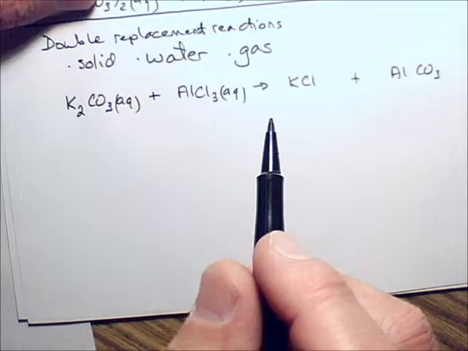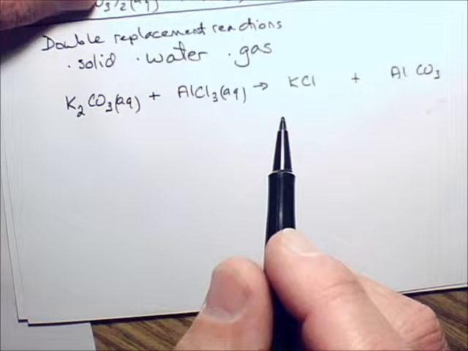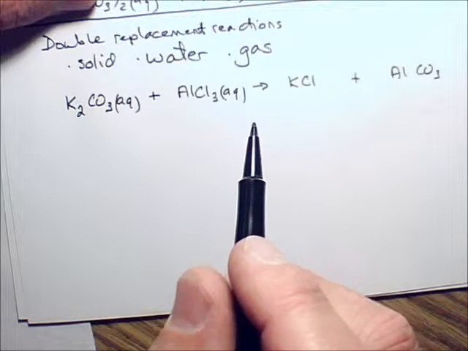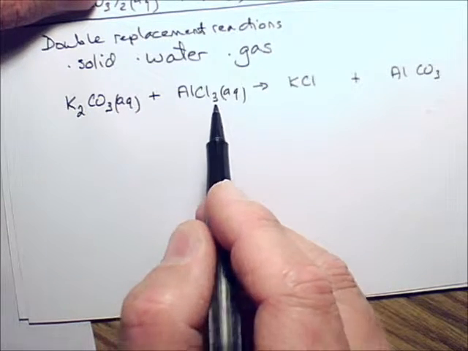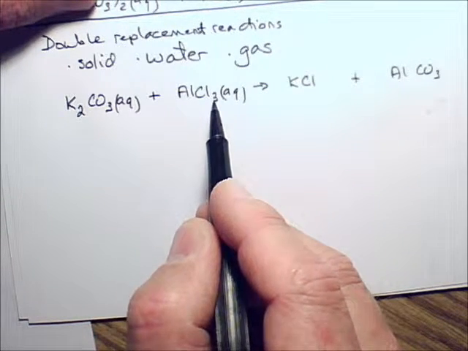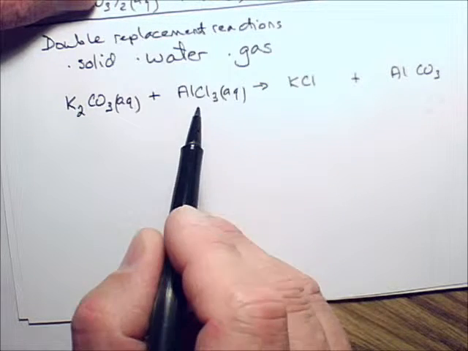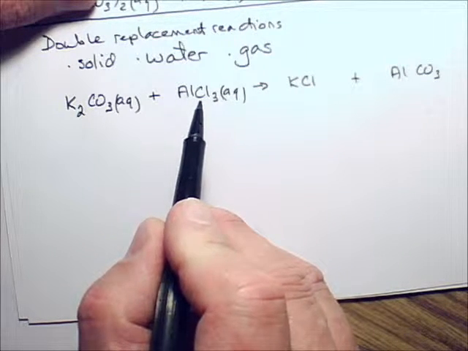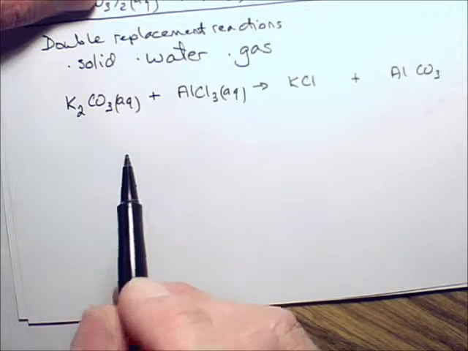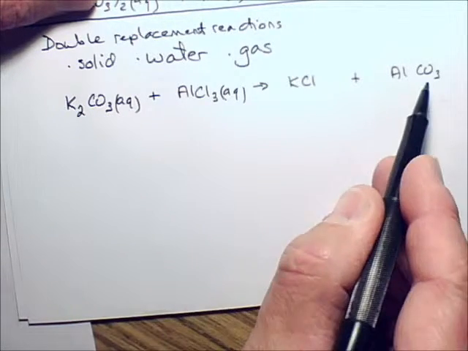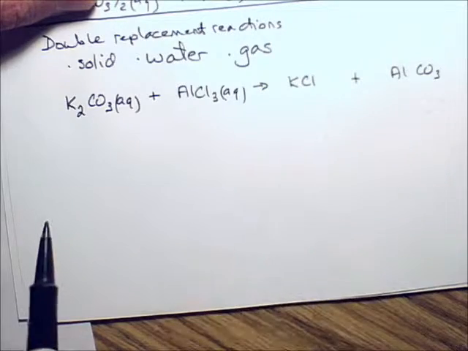Subscripts don't travel unless they're part of a polyatomic ion. This subscript is not part of a polyatomic ion. That's a monoatomic ion. Carbonate is a polyatomic ion. So this 3 travels. Okay?